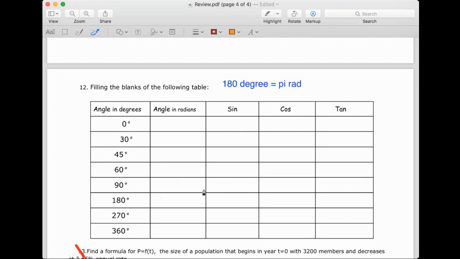Okay, the purpose of this course is to prepare you for calculus course. So those are some important angles. You need to know about the sine values, cosine values. Once you know those values, you will know tangent values. The purpose of the table is this. All right. Any other questions?